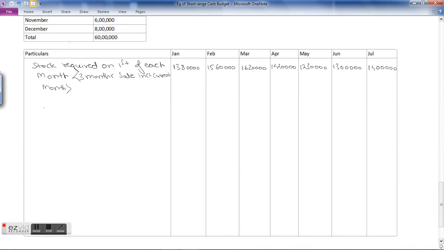Okay, so cost of stock required at the beginning of month. Okay, it's 60% of above, that is selling price, right? So 13,80,000 into 60%, that comes to 8,28,000. 15,60,000 into 60%, that comes to 9,36,000. And accordingly we calculate 60% of all the selling price.